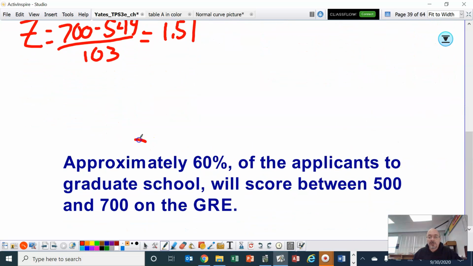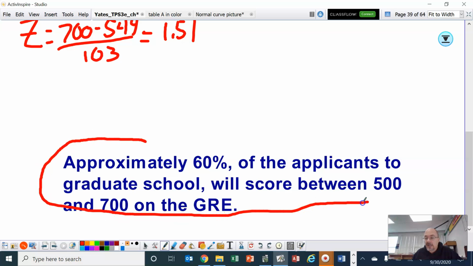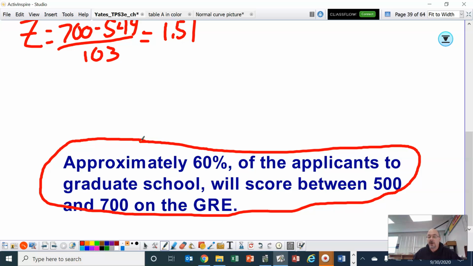So what we do, ladies and gentlemen, we have to start writing sentence answers when it's a free response. Approximately 60% of the applicants to graduate school will score between 500 and 700 on the GRE. Start getting used to writing complete sentence answers. All right? Okay, moving on.